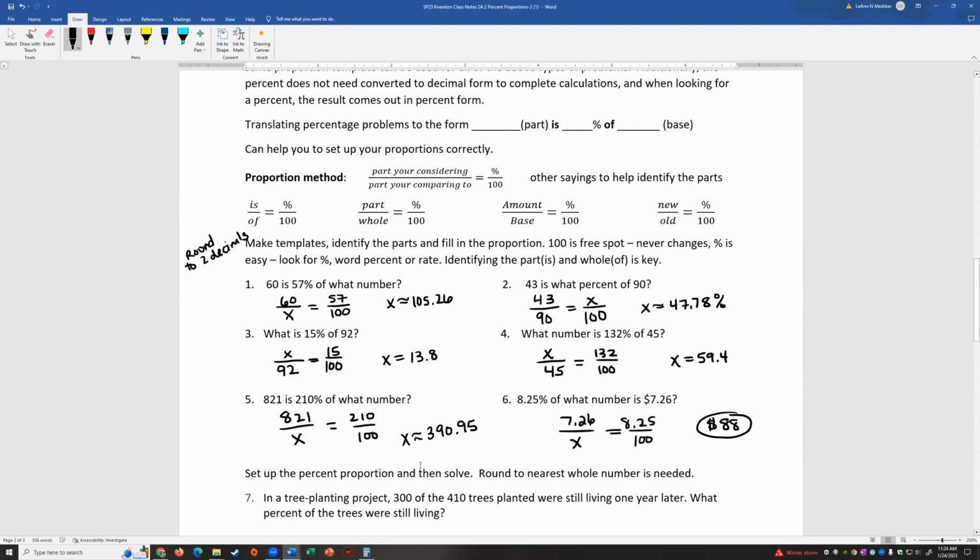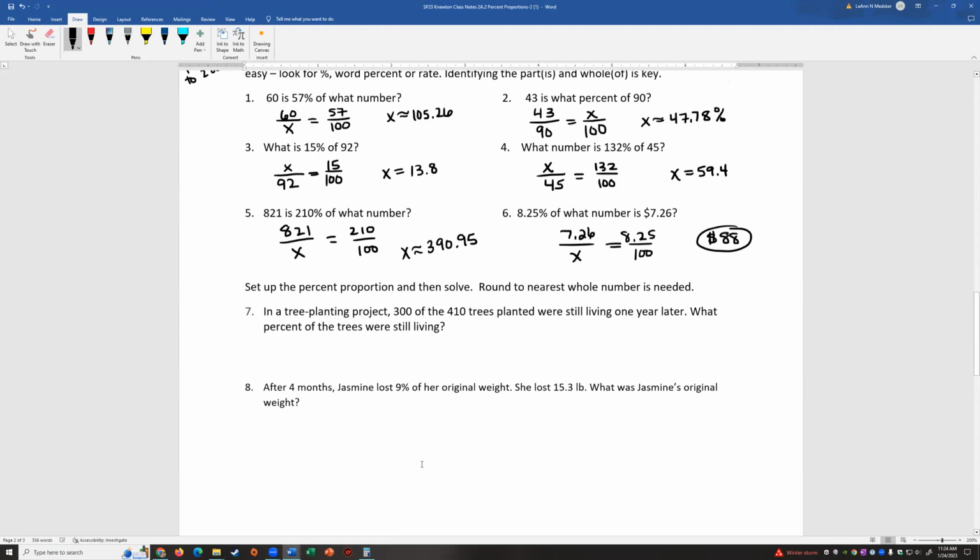Okay. And then we just have a couple of these, 3 different ones to set up, and that will be the end of this video. So set up the percent proportion and then solve, round to the nearest whole number as needed. So we do have directions on this one. In a tree planting project, 300 of the 410 trees planted were still living 1 year later. What percent of the trees were still living?